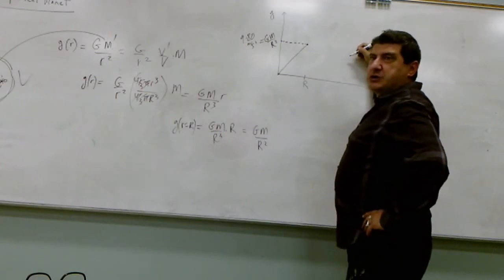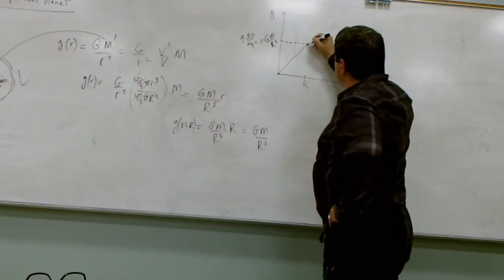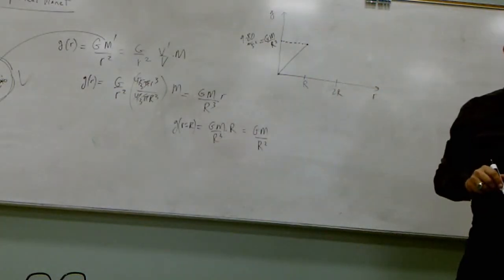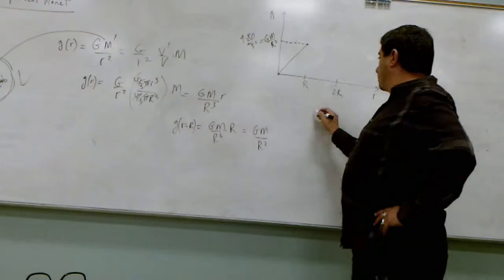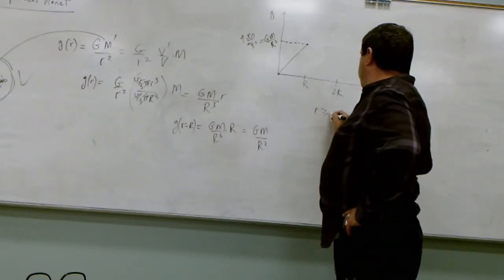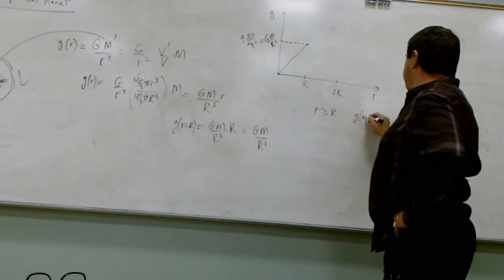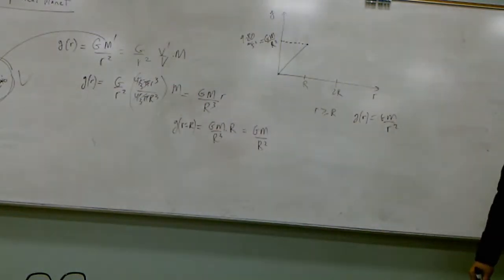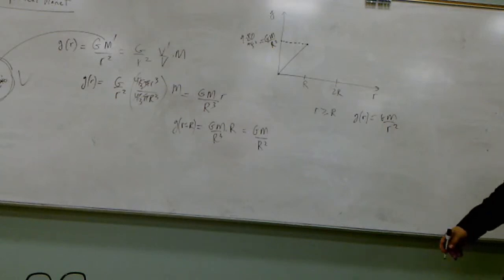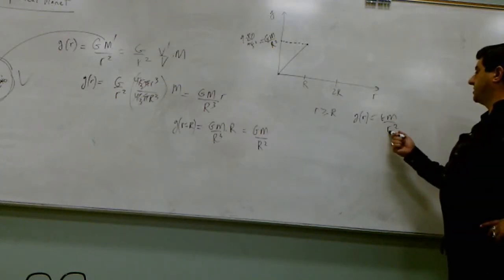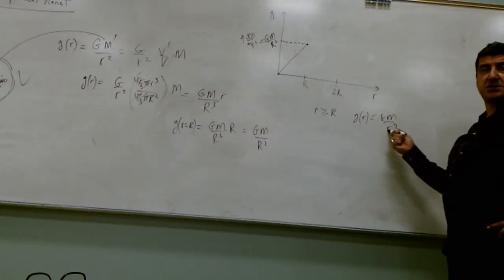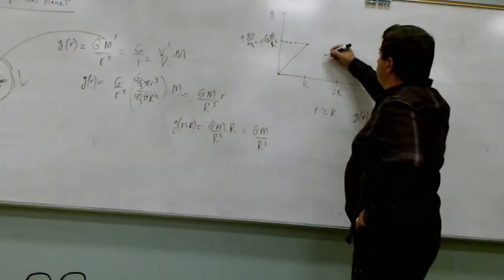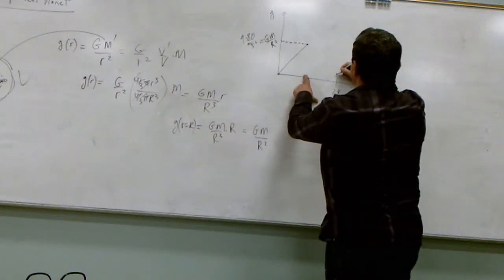And then once you go outside, the gravitational field drops as 1 over r squared. So if you go to 2R, what's going to be the gravitational field? Once you're outside, when r is greater than or equal to R, the equation is G M over r squared. That one, we don't have to do an integral. So when you go to twice the radius, you square that, and it's going to be 1/4.